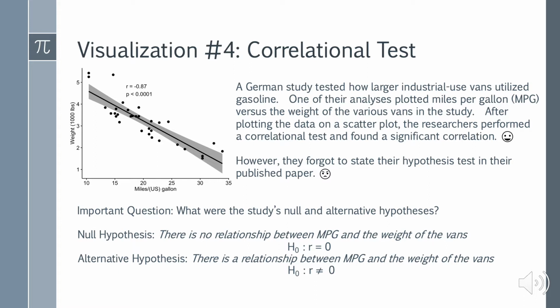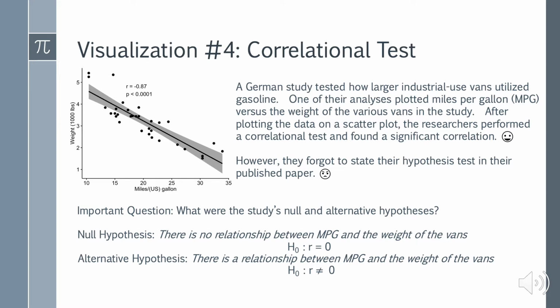Important question: what were the study's null and alternative hypotheses? The null hypothesis here is there is no relationship between miles per gallon and the weight of the van. And its alternative is there is a relationship between miles per gallon and the weight of the van.